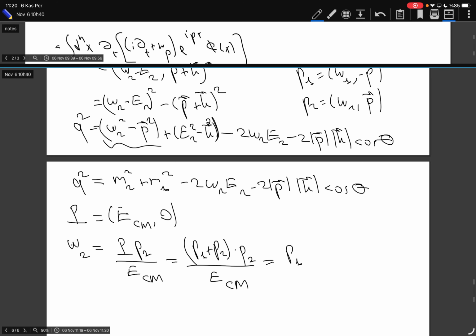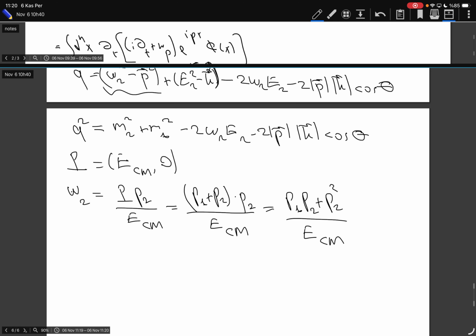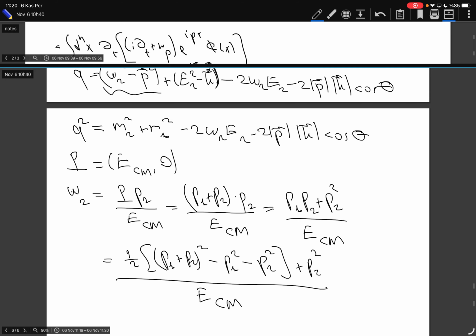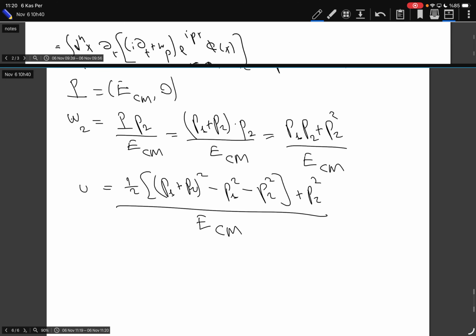This will be P1, P2 plus P2 squared divided by E center of mass, which will be 1 over 2 P1 plus P2 squared minus P1 squared minus P2 squared plus P2 squared divided by E center of mass. So omega 2 now is a function of E center of mass.